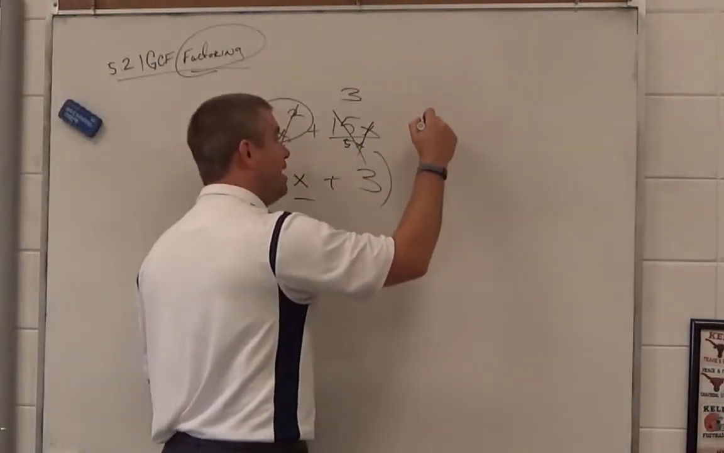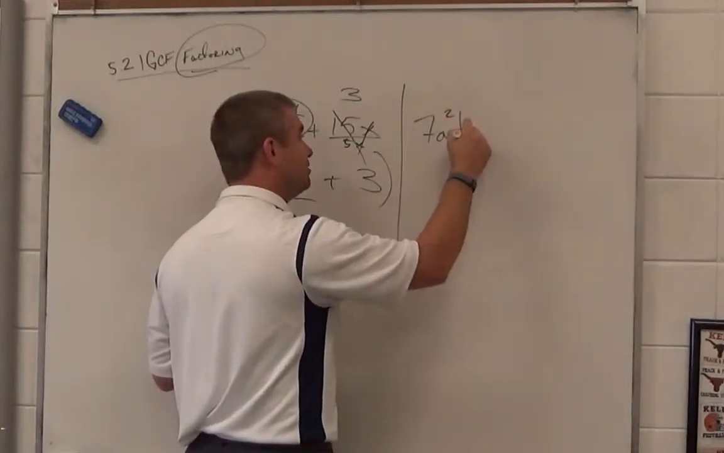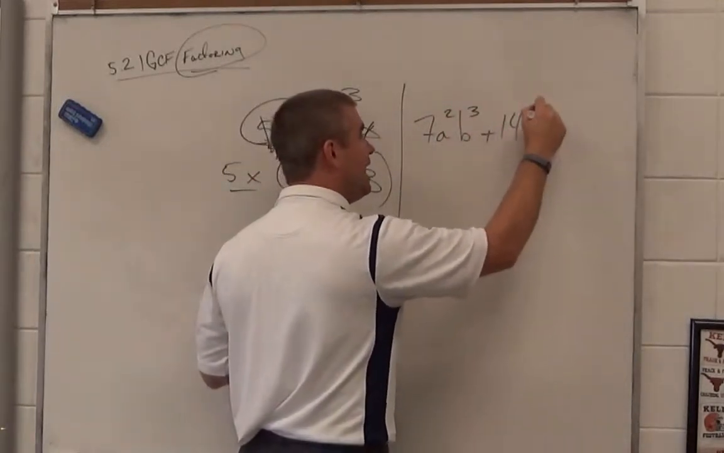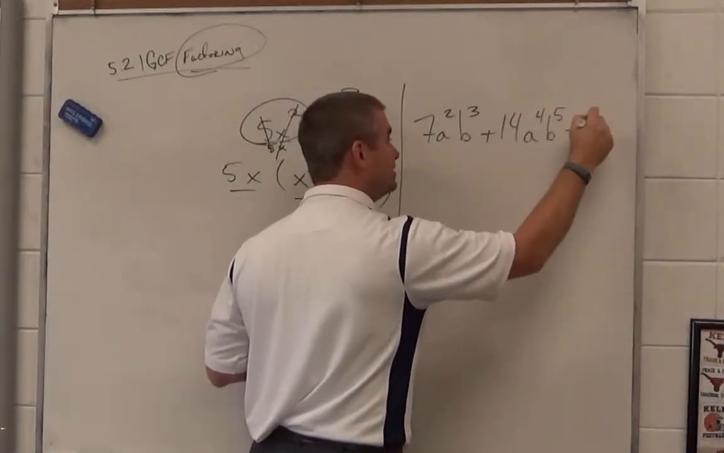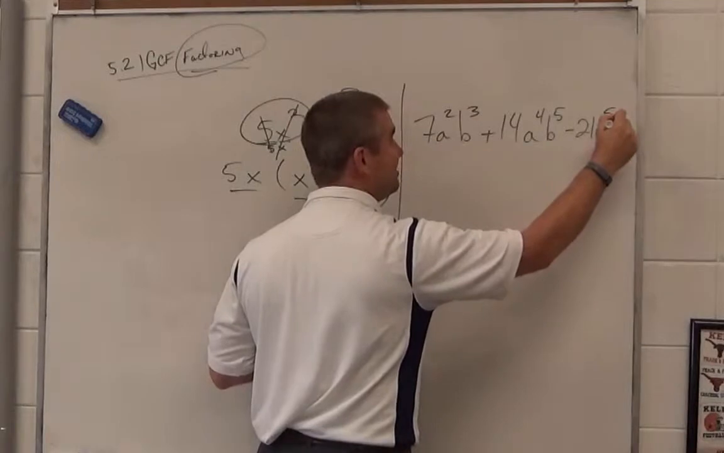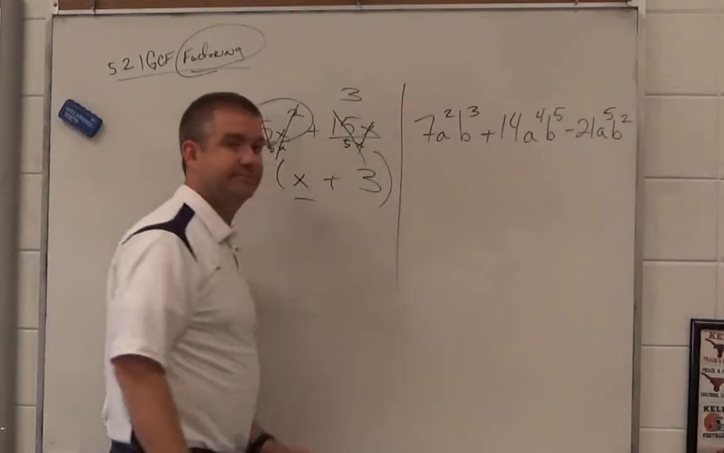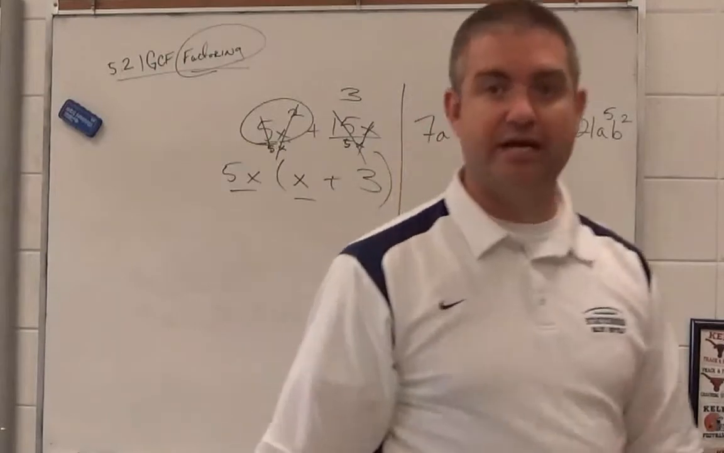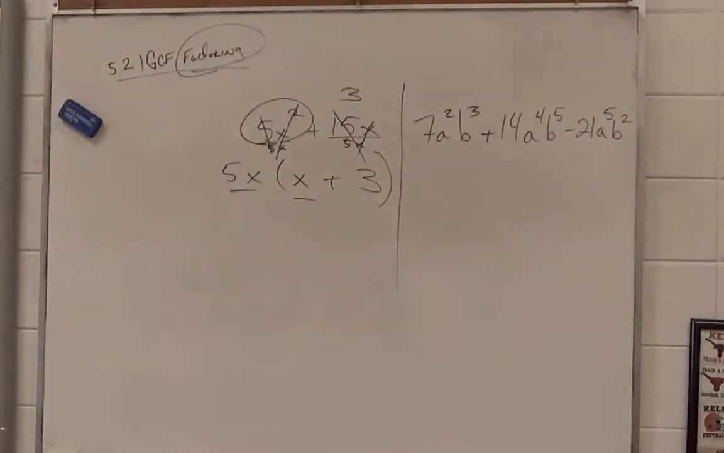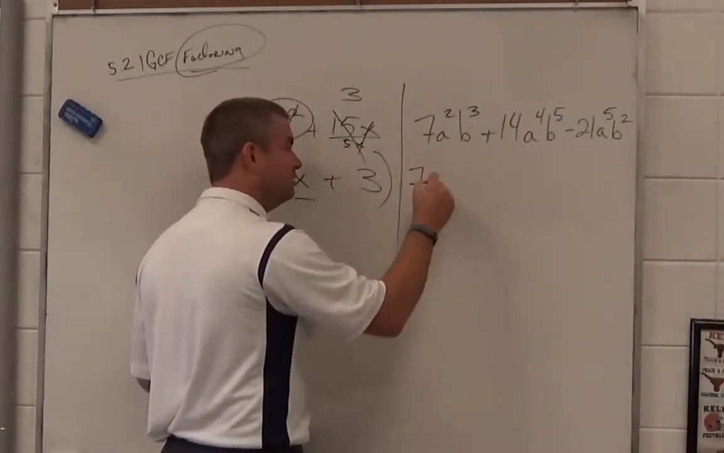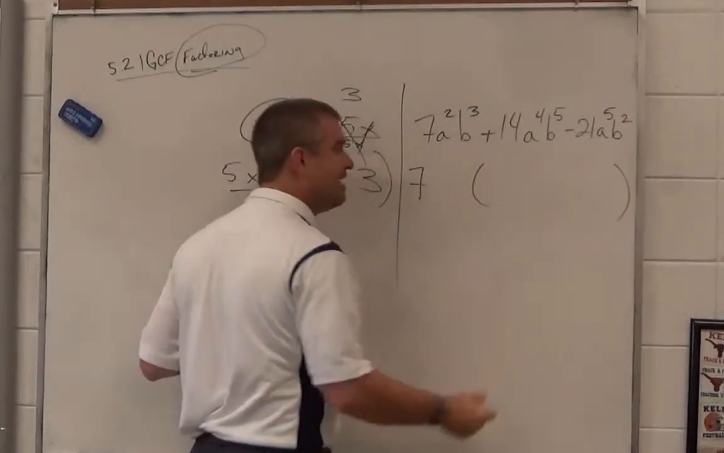Let's look at another. How about 7a squared b cubed plus 14a to the 4th b to the 5th minus 21a to the 5th b to the 2nd. Alright, it's a trinomial. You got 3 different terms, and 2 variables in each term. Your first step, break it down slowly. The very first thing you're going to do is look at your numbers. What is your GCF of 7, 14, and 21? 7. So we pull a 7 to start with. We know at least a 7 is going to come out.